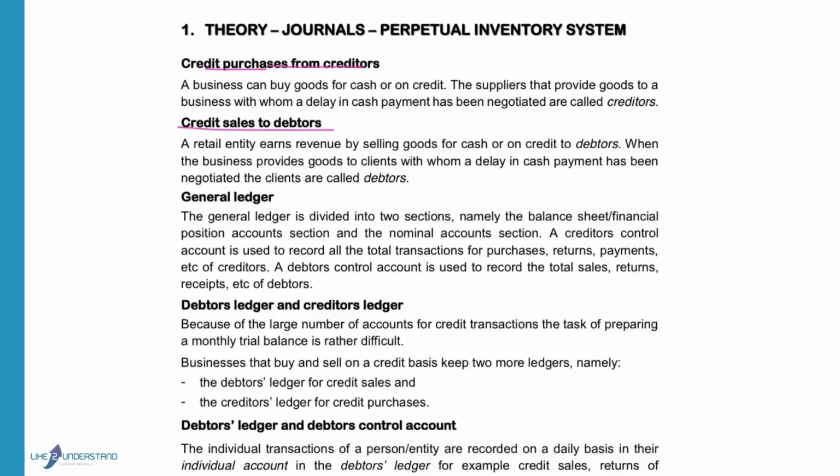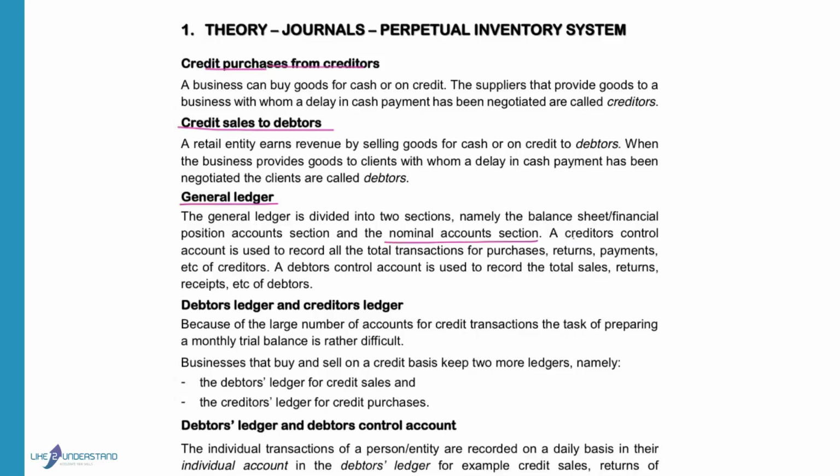We have a general ledger where we record the double entry system. So we have a balance sheet section or the financial position section where we record our equity accounts, asset accounts and liability accounts. Then we have the nominal account section where we record all our income and expenses.